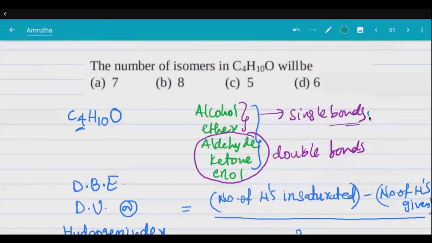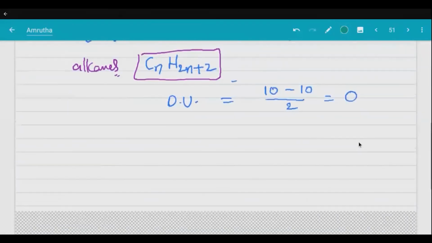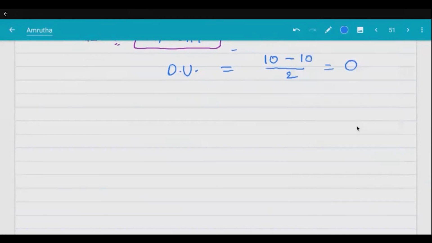We have only these possibilities. We don't consider this, no. There's no double bond. Okay, so alcohol and ether. Let me write one by one, but in a systematic way. So 1 2 3 4 and saturated, OH. All isomers, right? One OH.